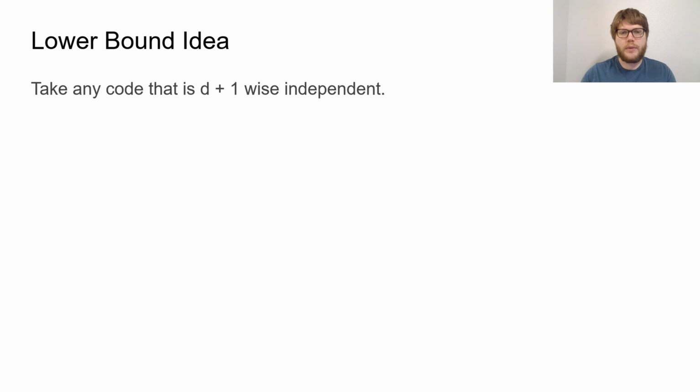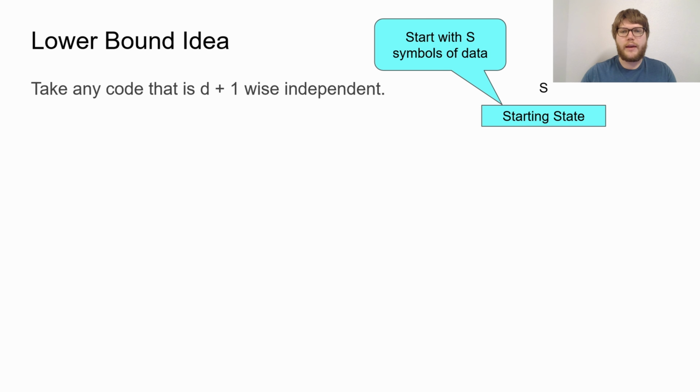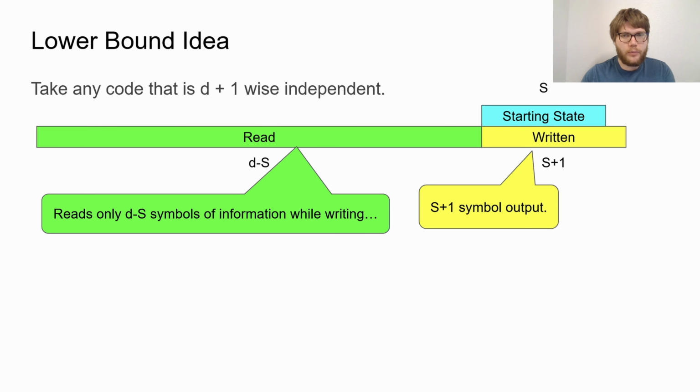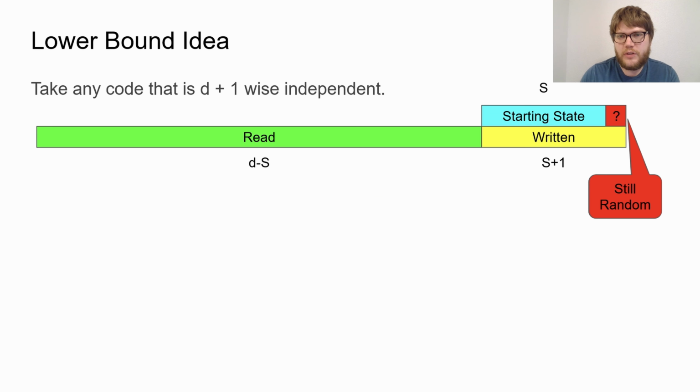And the idea is to imagine that your algorithm starts with s symbols of information, can be any s symbols of information, but has s symbols of information. Then we suppose that the algorithm reads d minus s more symbols, and then without reading any more, outputs s+1 symbols of information. If you look at this, all d+1 symbols of what is read plus what is written are possible. They're all valid in some code word, but we really only have d symbols of information. So this extra symbol still is going to be random.